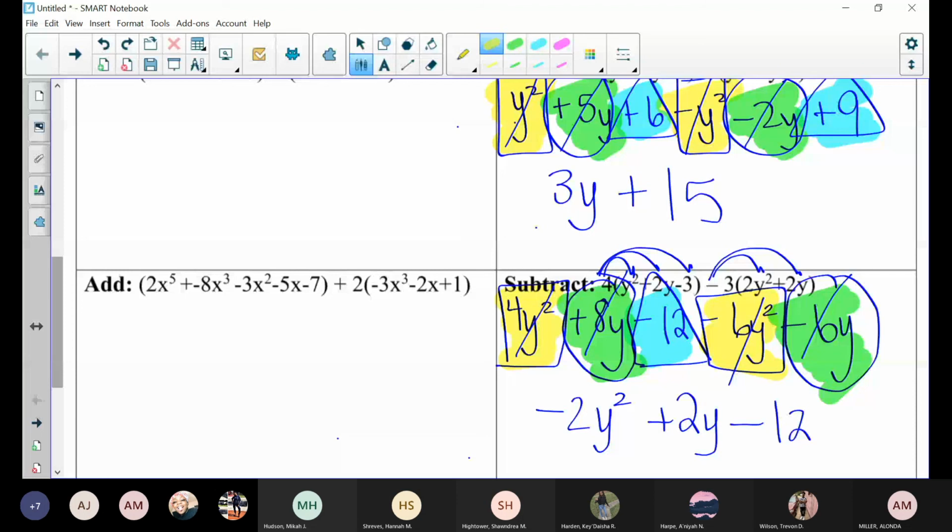8, 10, 11, 12, and 14. All the subtraction ones. Don't forget that you need to follow the steps that we gave you on the front. Distribute that negative and remove the parentheses, or distribute the negative and the number in front of the parentheses, and then combine like terms.